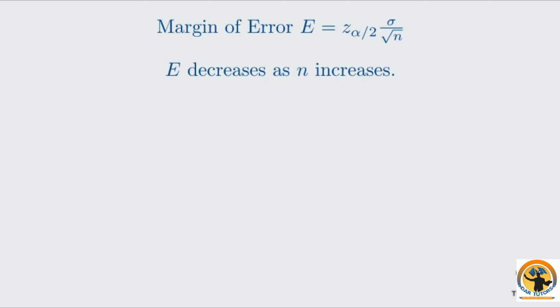The other key variable in our formula is the sample size, n. We know the margin of error is inversely proportional to the square root of n. This means increasing the sample size will decrease the margin of error and thus narrow the confidence interval. A narrower interval is more useful because it gives us a more precise estimate of the population mean. This gives us a powerful tool.